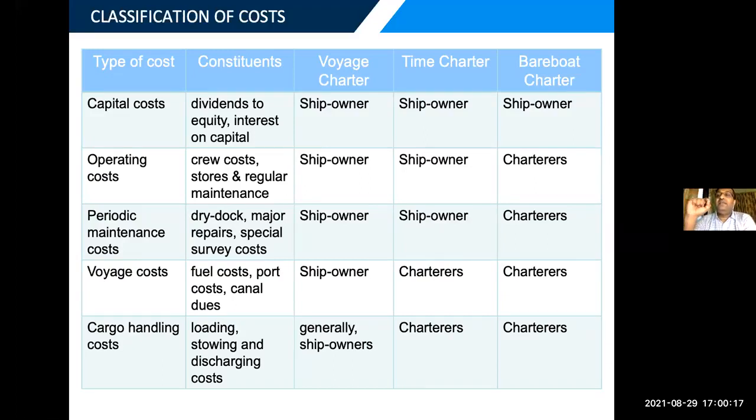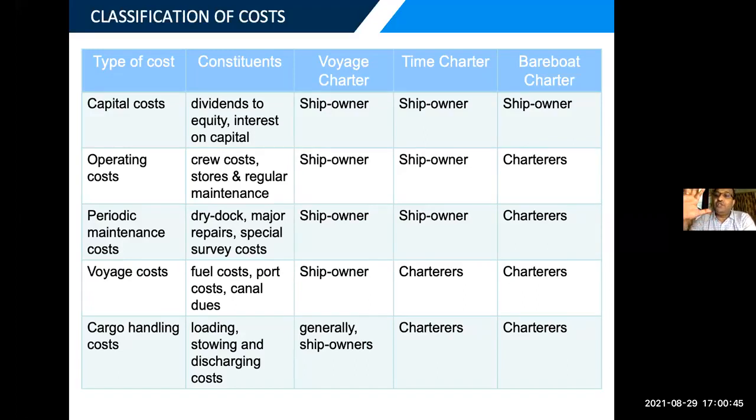Because nowadays, most of the London underwriters give permission for the charterer also to take a hull and machinery insurance. But in that case, they have to take a no objection certificate from the ship owner, or the ship owner has to permit the insurance underwriters to permit the charterer to take it. So that is an exception which is being drawn in the insurance market. But fundamentally, whoever owns the hull and machinery has to take the insurance.